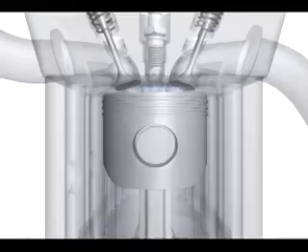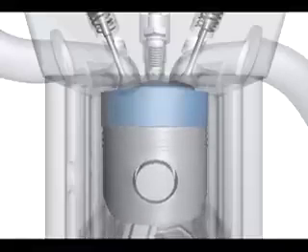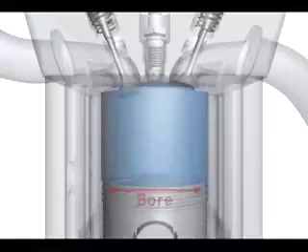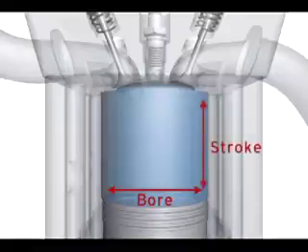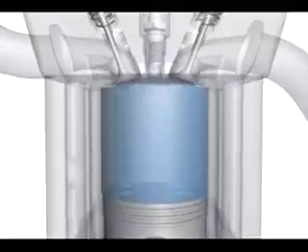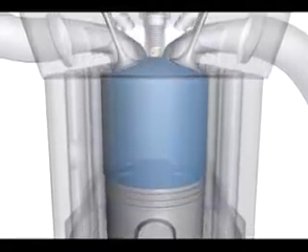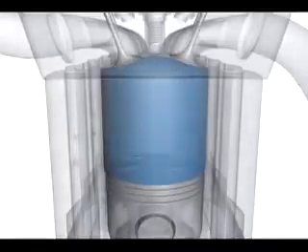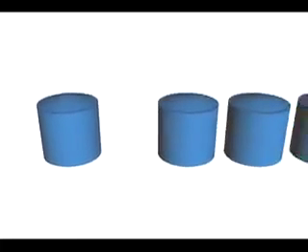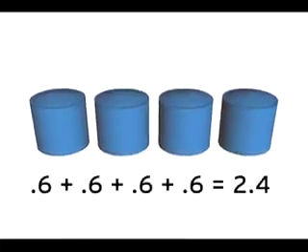Engine displacement is how the internal size of an engine is described. It's measured as the cylinder bore times the length of the piston stroke. This is multiplied by the total number of cylinders and is usually expressed in liters or cubic centimeters. For example, a 2.4-liter four-cylinder engine has a total displacement, when adding together all four cylinders, of 2.4 liters.